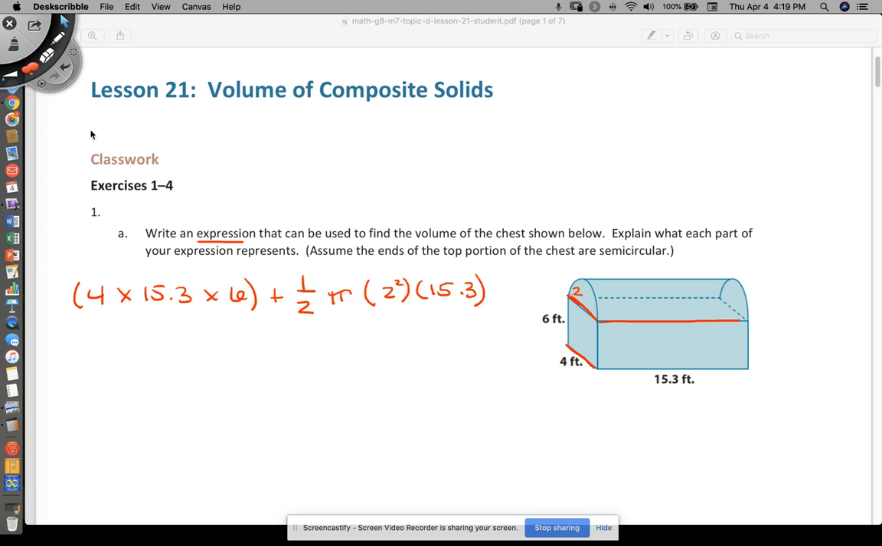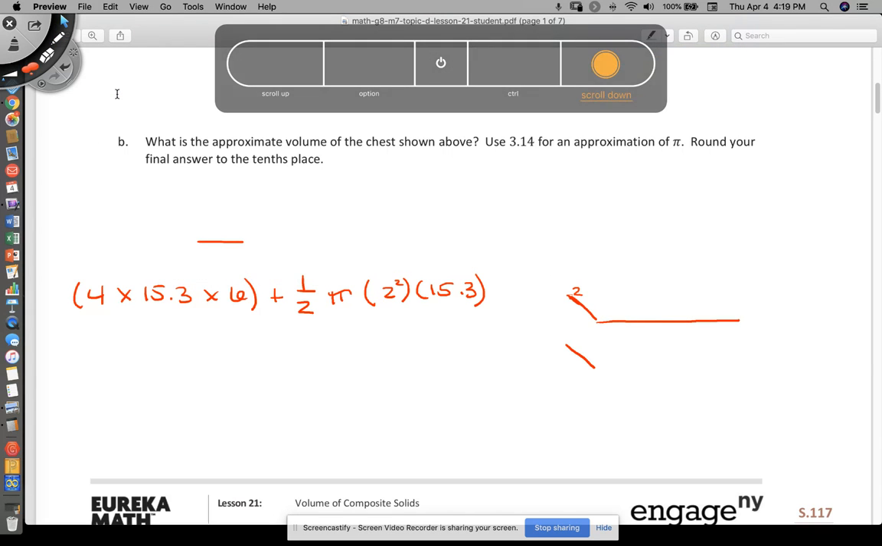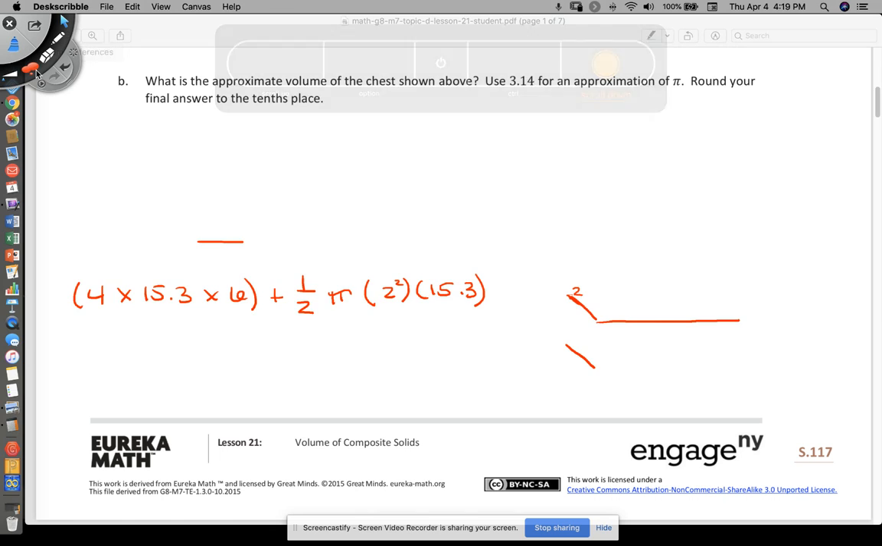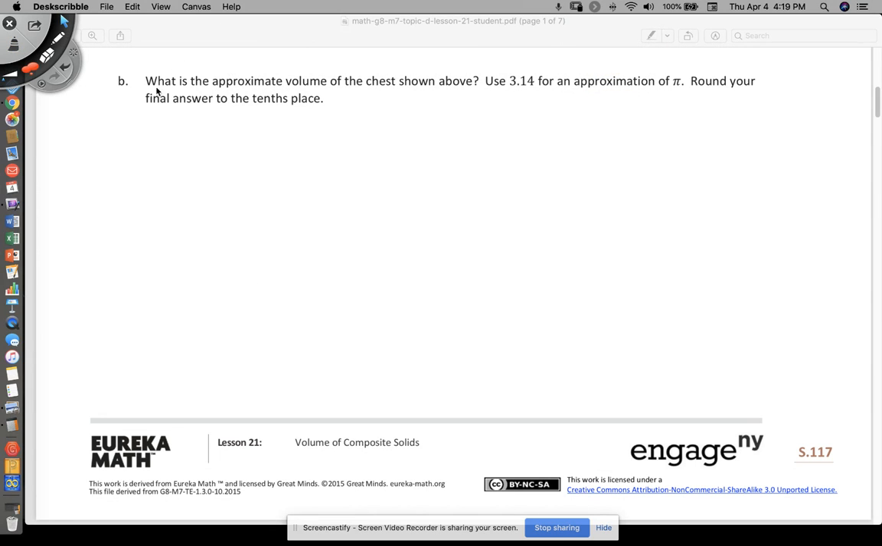Now let's look down at B. B says to go ahead and solve this out and round your answer to the nearest 10th. All right, so first, we're going to do that rectangular bottom. So we're going to say 4 times 15.3 times 6. I'm going to combine these two, and I get 61.2 times 6, which gives me 367.2.